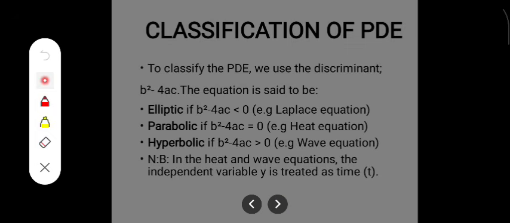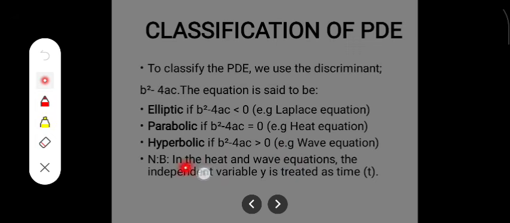Now, classification of PDE. To classify the PDE, we use the discriminant b squared minus 4ac. The equation is said to be elliptic if b squared minus 4ac is less than 0. For example, the Laplace equation is known as an elliptic partial differential equation. And the equation is said to be parabolic if b squared minus 4ac, the discriminant, is equal to 0. An example of this is the heat equation. And it is hyperbolic if b squared minus 4ac is greater than 0. An example of this is the wave equation.